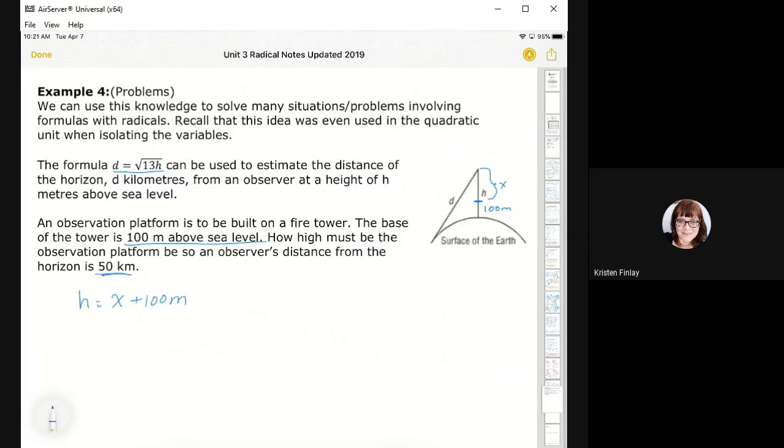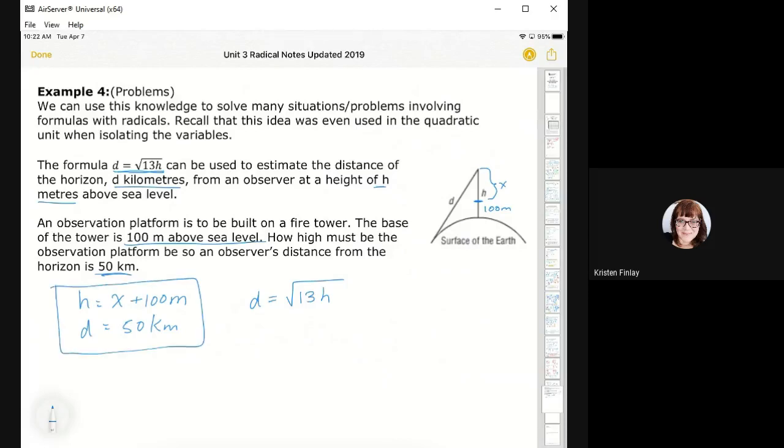Okay, and D, our distance from the horizon, is 50. Now, this is 100 meters. Interesting. 50 kilometers. Okay, so D is in kilometers, and the height is in meters. So we're good for the fact that the units don't match because of how the formula has been given to us. So let's substitute in. So D is equal to root 13h. This is easier than you think. All you're going to do is substitute in what you know. This is why I always say make a list of what you know.